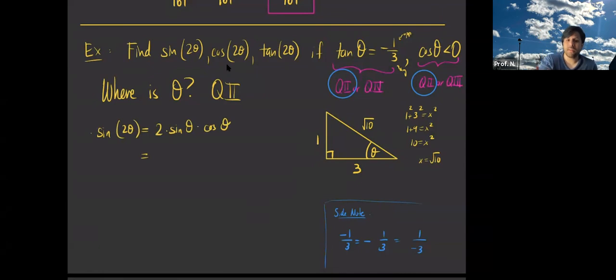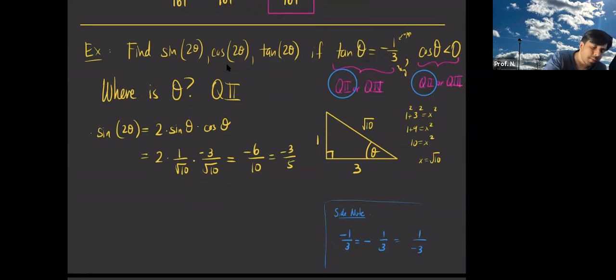Now remember, sine is positive in quadrant 2. And what is sine? Sine is opposite over hypotenuse. So this would be 2 times 1 over rad 10. What's cosine? It's 3 over rad 10. But cosine is what? Negative in the second quadrant. So what's going to be my answer? Negative 6 over 10, because rad 10 times rad 10 is 10, which equals negative 3/5. So sine of twice the angle is negative 3/5. You see how we're doing this?